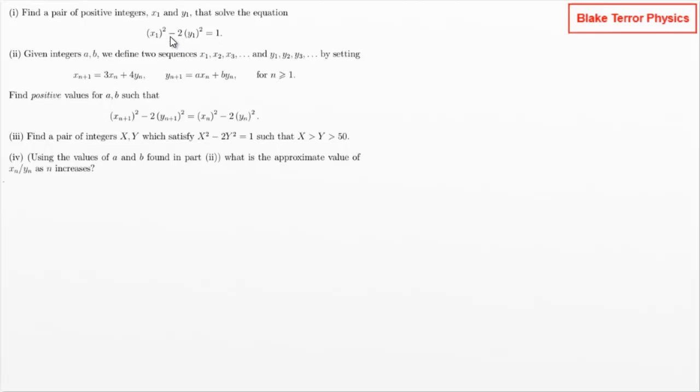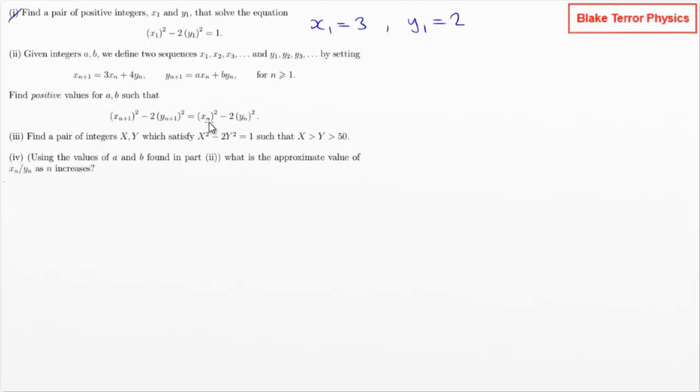We have 2, 4 minus 2. No, so we can't have that. X1 is 3 would give us 9 minus... Yeah, we could do 3 and 2, couldn't we? Because we'd have 9 minus 8 equals 1. So just by trial and error, we got x1 is 3 and y1 is 2. Okay, so that's the first bit.